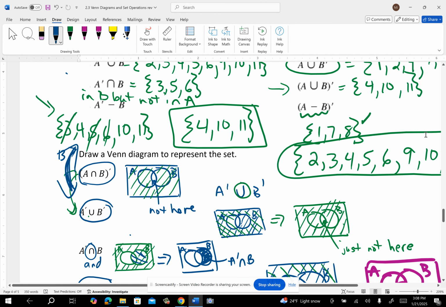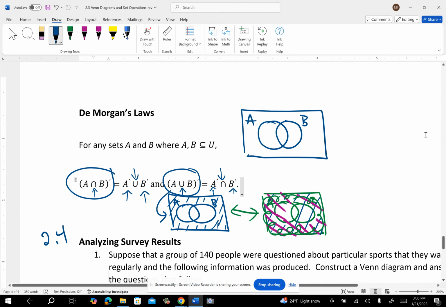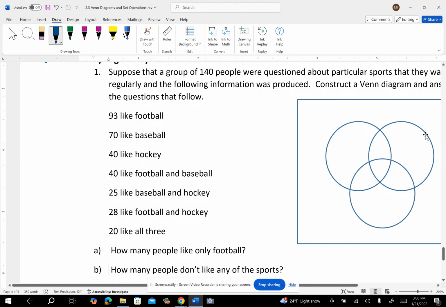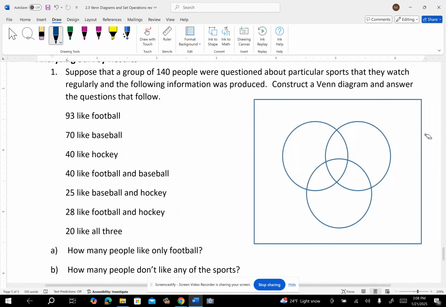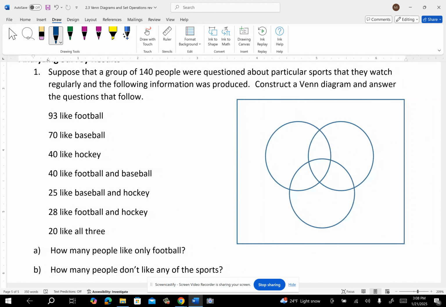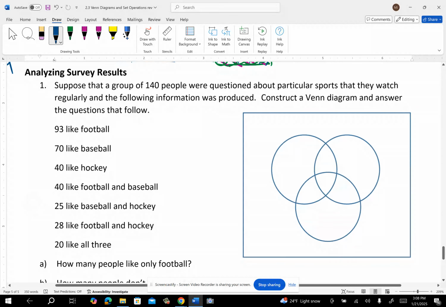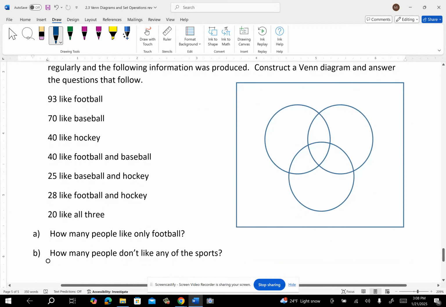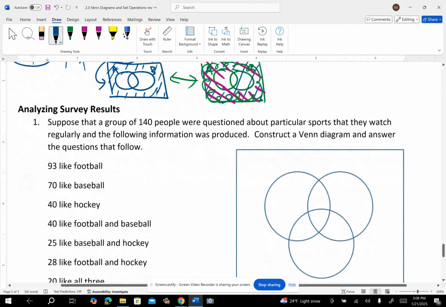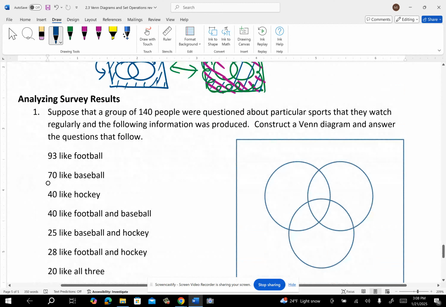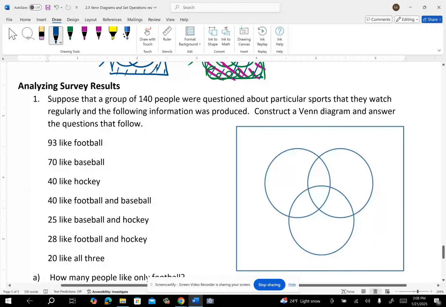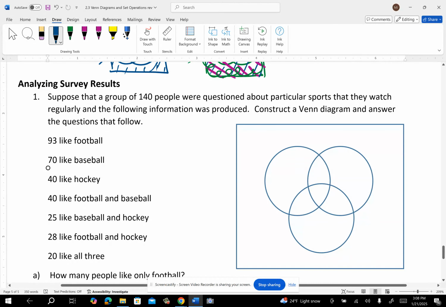Get it moving. Okay, let's get into section 2.4 now. 2.4 is like the water problem, the water activities problem. When you're given a survey and you've got numbers like 93 and 70 that represent the number of people in a particular region, that's what cardinality is. So these are cardinal numbers. There's 93 people who like football, 70 like baseball, 40 like hockey.